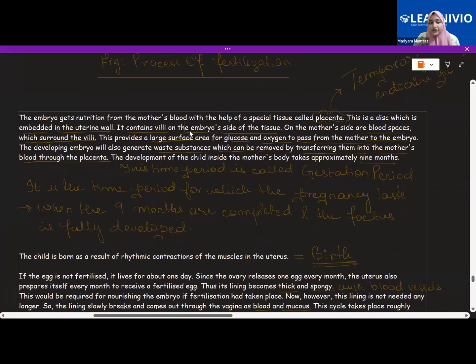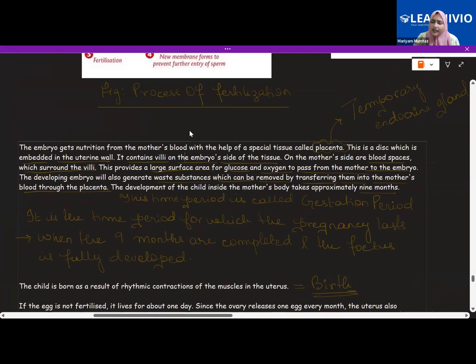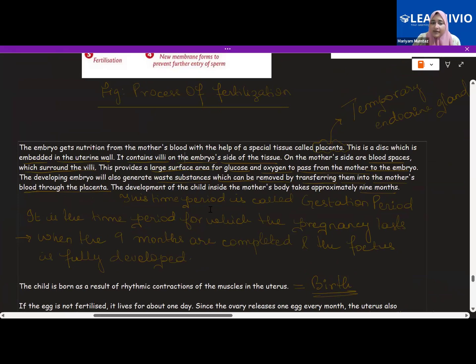Now, the whole time period for which the human pregnancy lasts is called the gestation period. The gestation period is different for different animals. For human beings, it is 9 months. For cats, dogs, and elephants, it is a different time period. So for every organism, the time period varies.